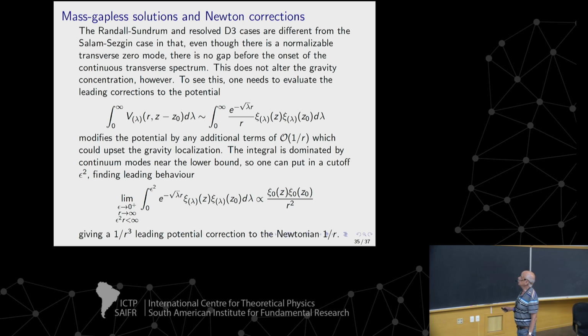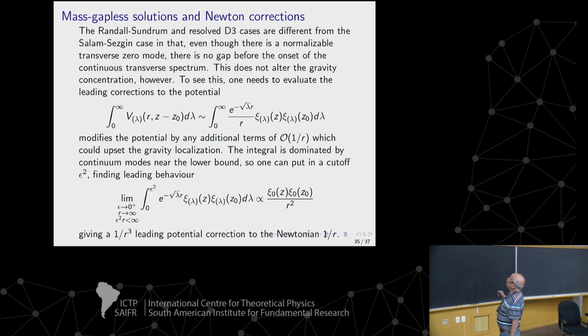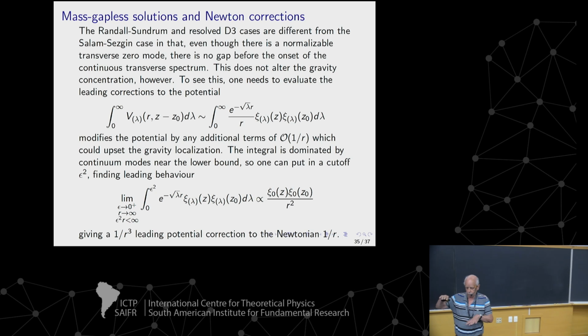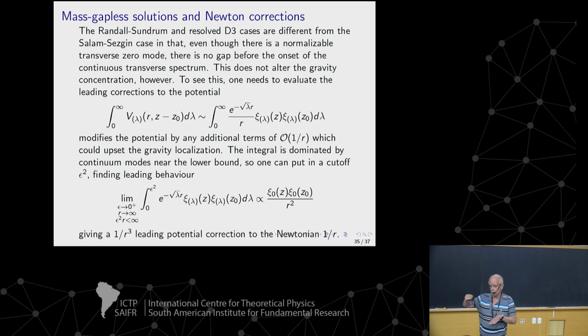Again, this is something I won't want to go into in detail, but you have a potential which is going to have to involve an integral now over the transverse eigenfunctions. If there's a mass gap, you can see that the lowest continuum eigenfunction is going to generate Yukawa-type potential corrections. They're exponentially suppressed. So there will be a near-field, far-field behavior, but in the far field, the first correction other than the lower dimensional Newtonian 1 over r structure is going to be exponentially suppressed because of the e to the minus lambda r over r.